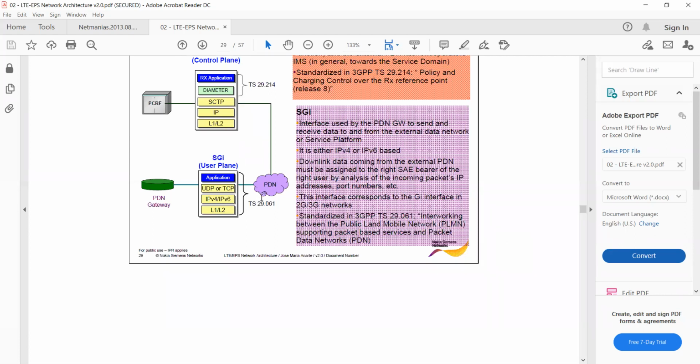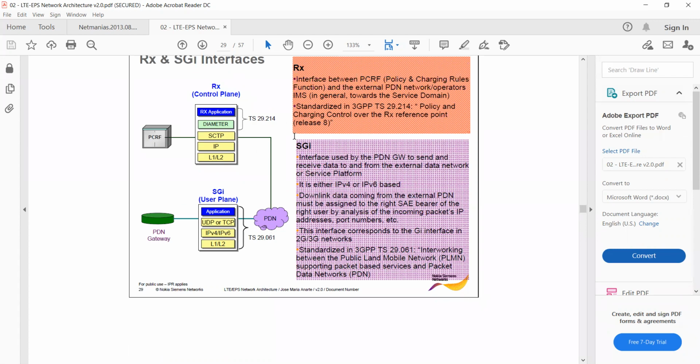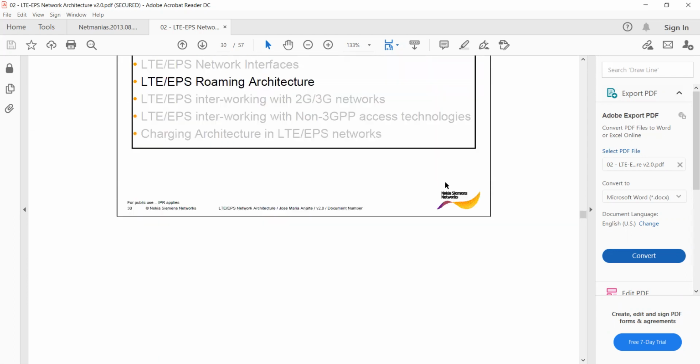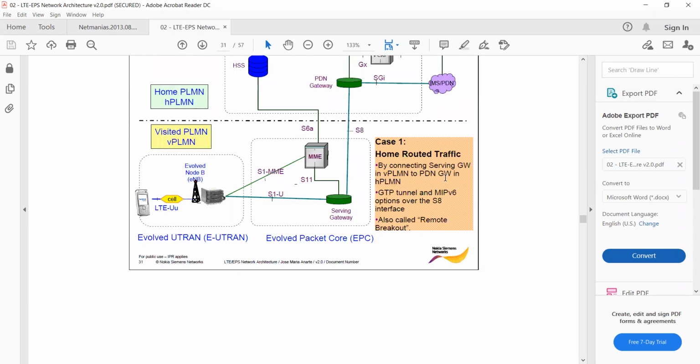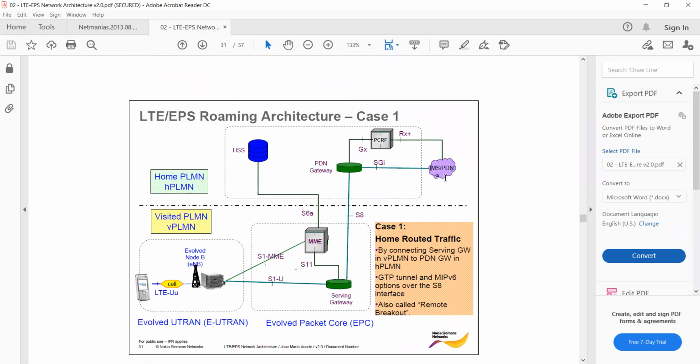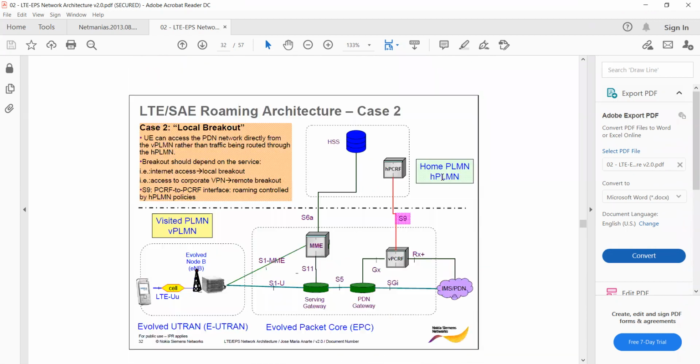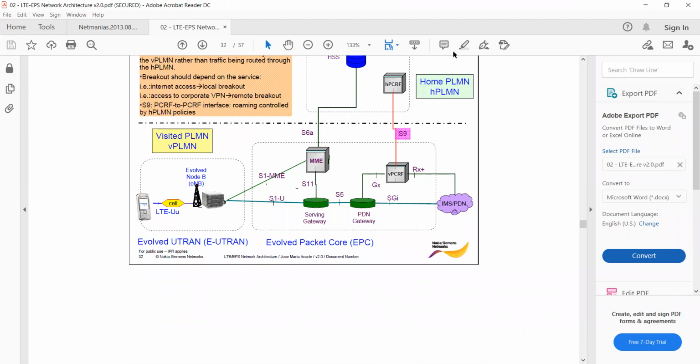The SGI interface is also not required. Leave it. It is simply connecting the P gateway and the external network for the user plane, and this other one is for the control plane, controlling the subscription. So these things we have completed now. Let's go through the internal architecture.